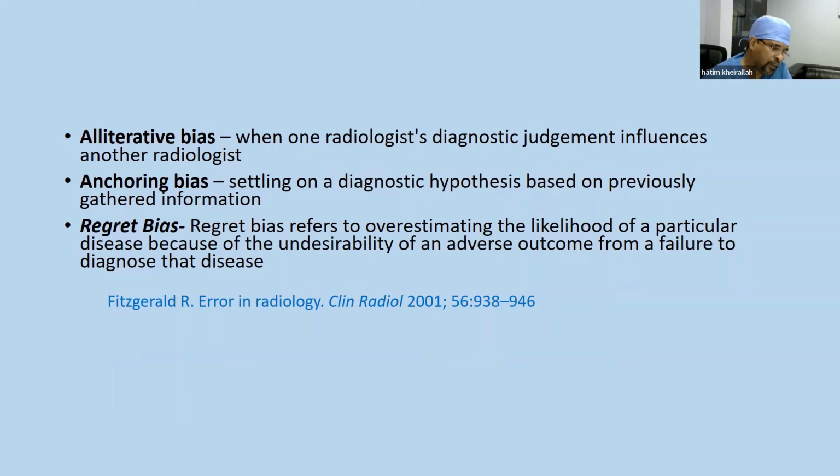So in echo, for example, you might see some lambl's excrescence on the aortic valve, but you shy away from reporting lambl's excrescence, and instead you write it in a way as to be taken as possible infective endocarditis as well, because you cannot afford missing this diagnosis or misleading people away from this serious diagnosis.